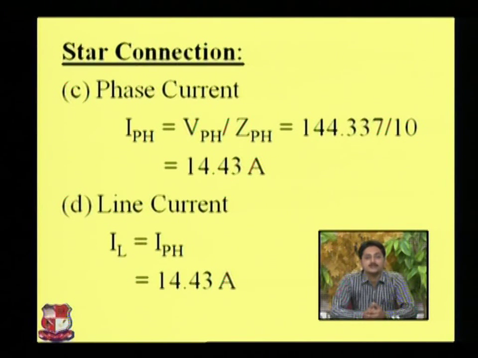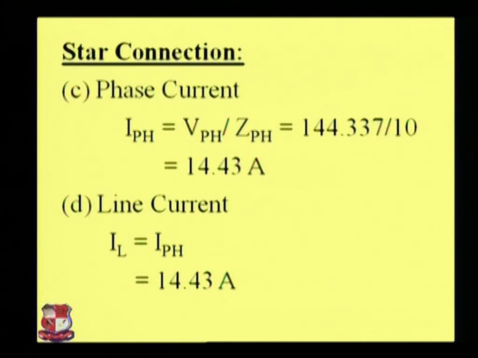Now in line current, the value of line current is the same as the value of phase current in a star connection. So the IPH equals 14.43 ampere. So ultimately your load line current becomes 14.43 ampere.